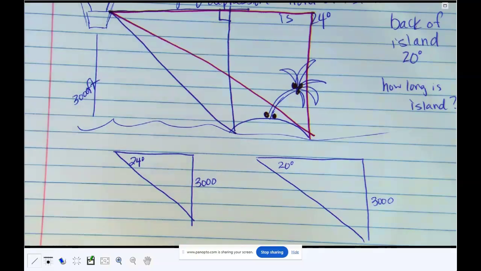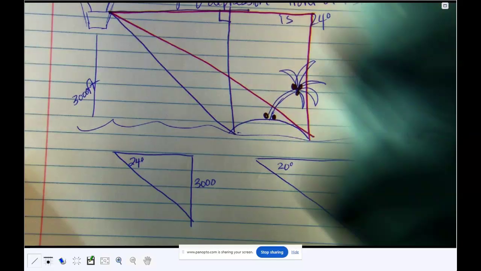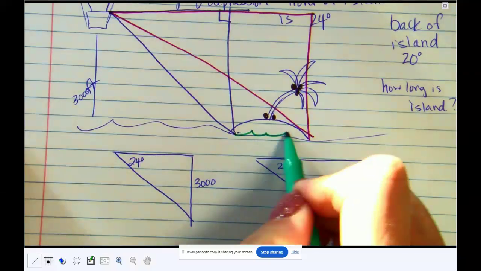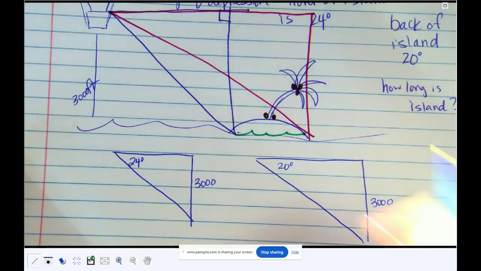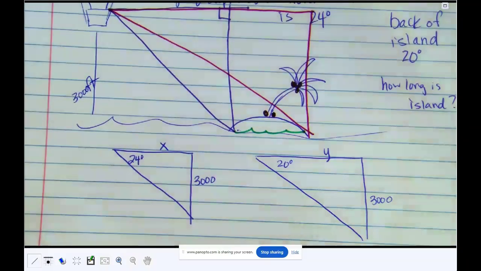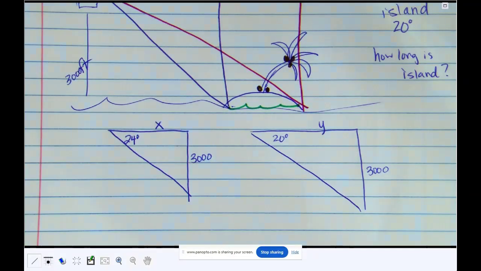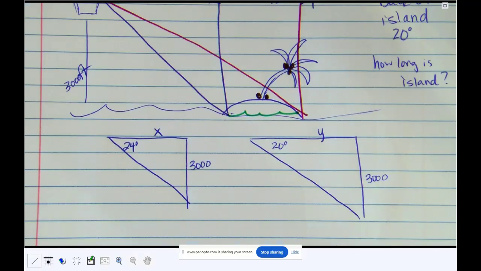Do you need diagonal or horizontal to figure this out? You need horizontal because you're trying to figure out a horizontal distance here, right? So you have to have the horizontal distance. How long is the island? I didn't know what we were trying to find. It does say, how long is the island?